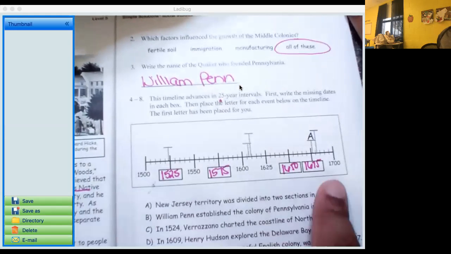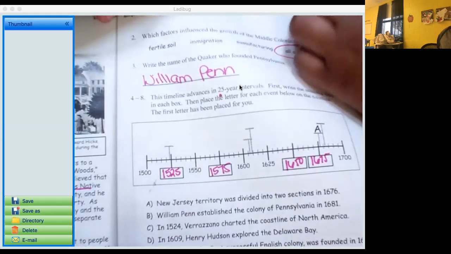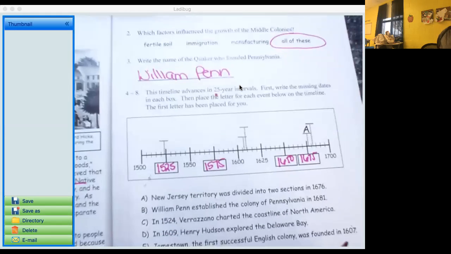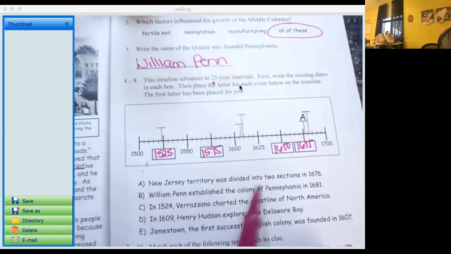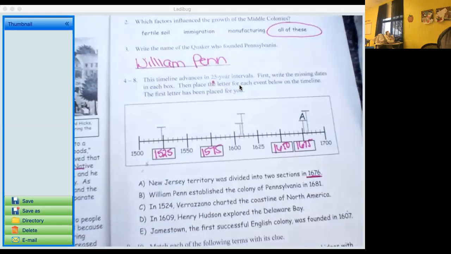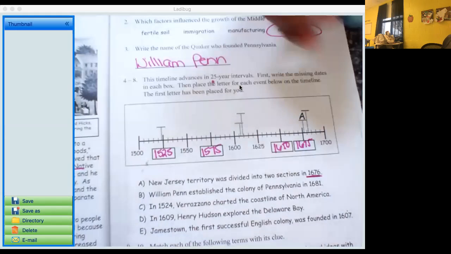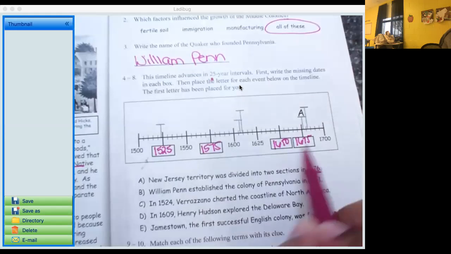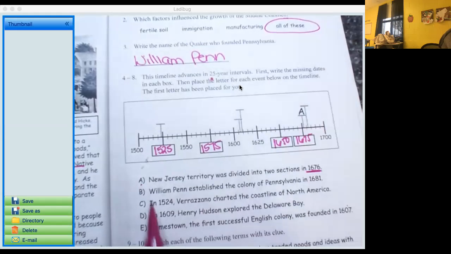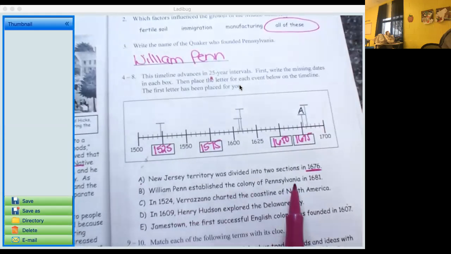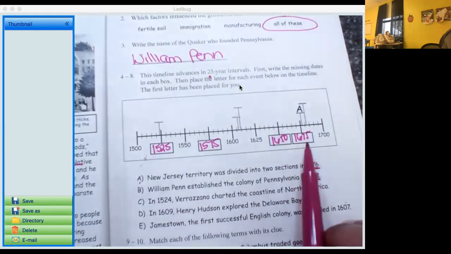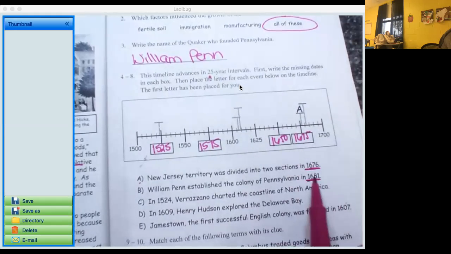So now that we have our timeline filled in, they want us to go and place the events based on the dates on the timeline. We have blanks here, okay? So A says New Jersey Territory was divided into 2 sections in 1676. So I'm looking at the year 1676 and where that would fall on the timeline. Okay, they've already put that there for us. Do you see how they put it A right here on 1676 for us already? That one's already done. Okay, so let's look at B. William Penn established the colony of Pennsylvania in 1681. So I'm going to go to my timeline and I'm going to look for 1681. I know that's going to fall between 1675 and 1700. So I'm going to put B right here.